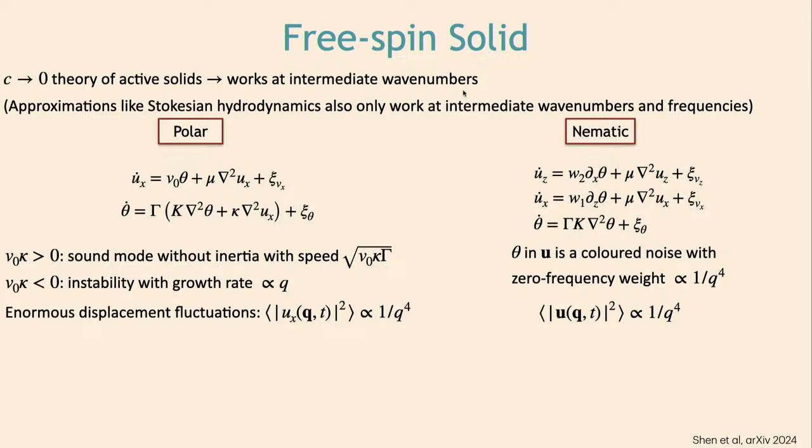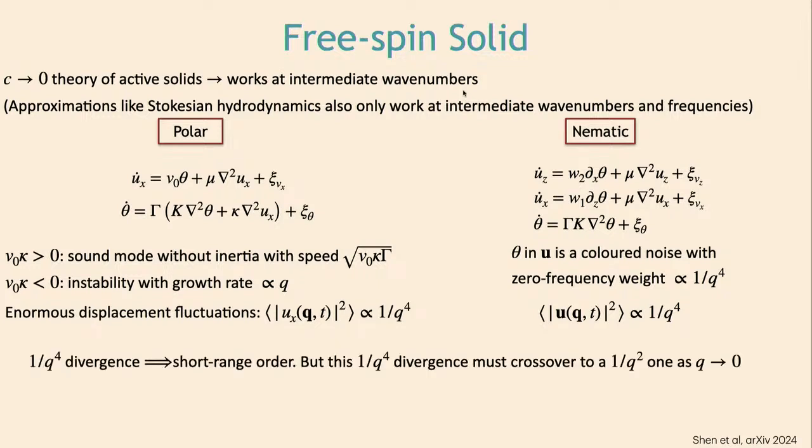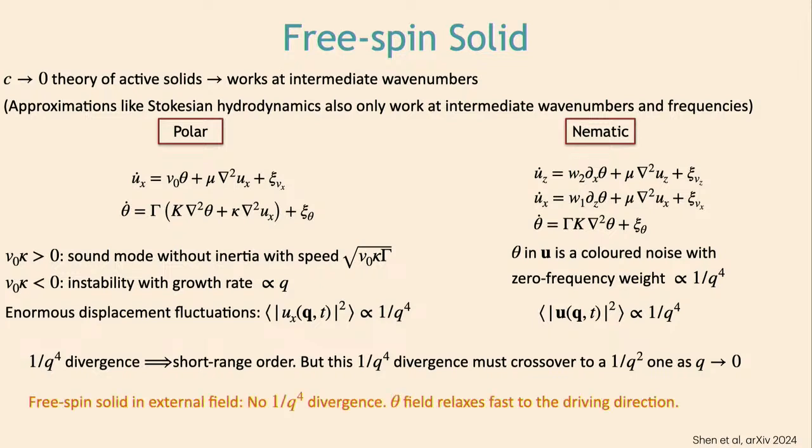And the important point for what I'm trying to establish is that if I had this solid in an external field, there would not be any 1 over q to the fourth divergence. The theta field would relax fast to the driving direction. Okay, so this divergence is a signature that the free spin solid is not like an externally driven solid, and the precise reason being that it has a free spin.